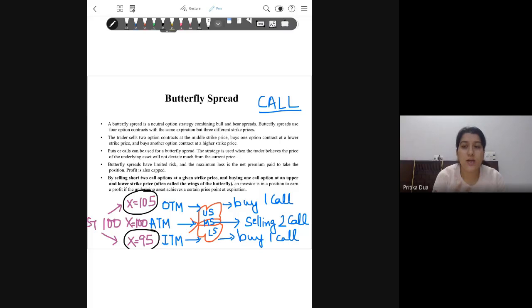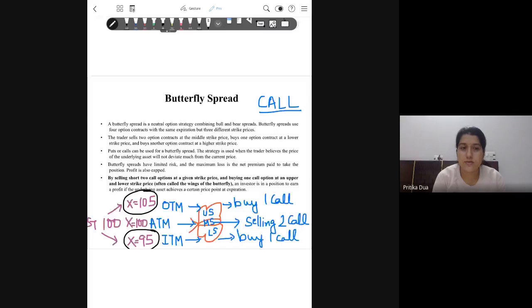You are entering into four call option contracts, going short on two, going long on two. When you go long on the call option contract, you purchase one in the money option, one out of the money option, but the options you are selling will always be at the money, and upper strike price and lower strike price will be at equal distance from the middle strike price.